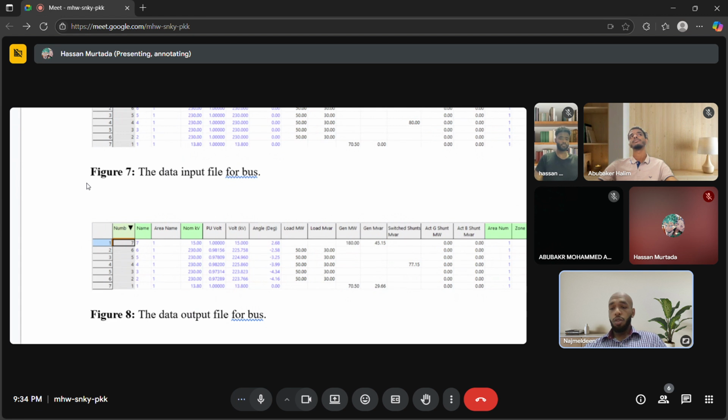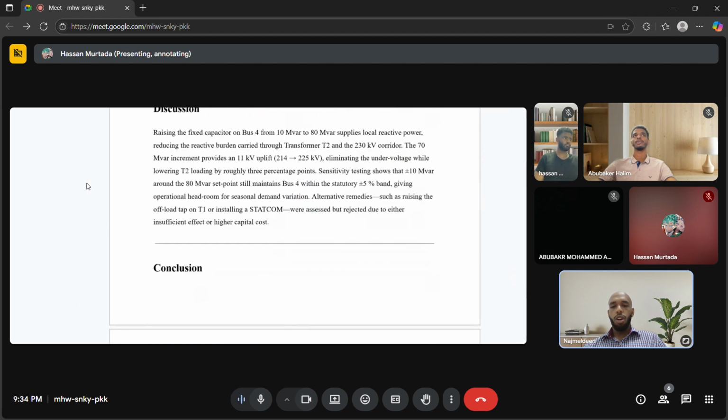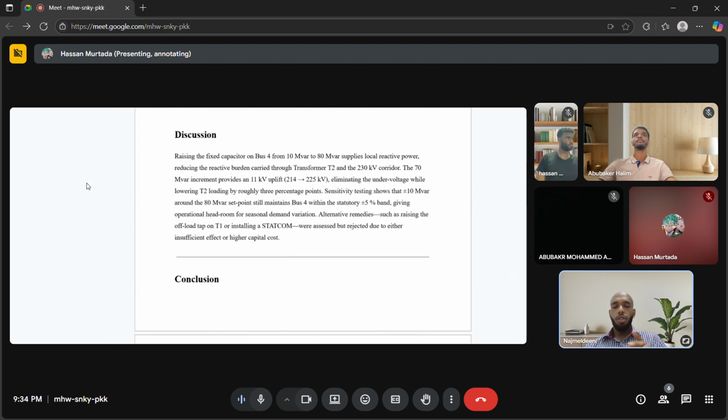This before and after view makes the result very clear from my point of view. The voltage deficit is corrected, and there were no violations introduced. The whole solution cost less than a tap change or a STATCOM installation would, and it's very easy to implement. I think from now, my teammate Hassan Murtada is going to be talking about the comparison and the overall summary of our project. So I'm going to be passing the mic to Hassan. Thank you all.